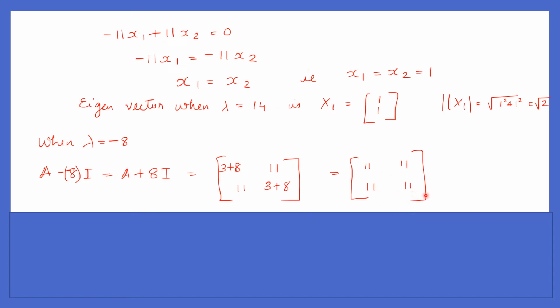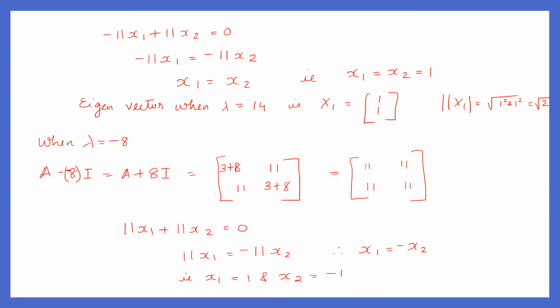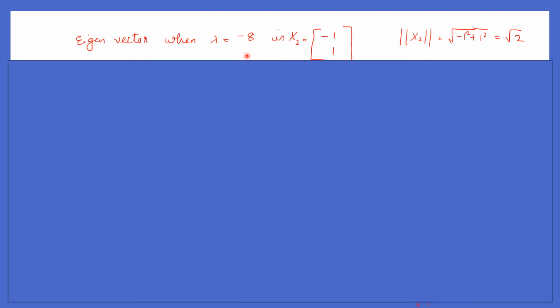Now based on this matrix, we have to write down the equation. So our equation is of the form 11x1 plus 11x2 is equal to 0. So we can write it as 11x1 is equal to minus 11x2. 11 is common on both sides, so x1 is equal to minus x2. So if x1 is equal to 1, x2 will be equal to minus 1. So our eigenvector corresponding to lambda equal to minus 8 is 1 and minus 1. So for lambda equal to minus 8, the eigenvector X2 should be equal to minus 1, 1.